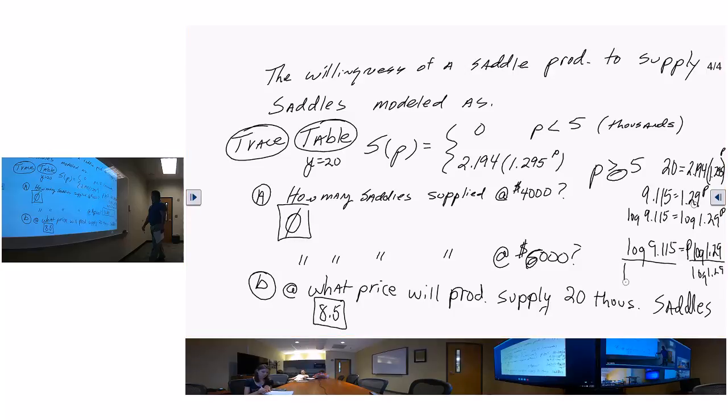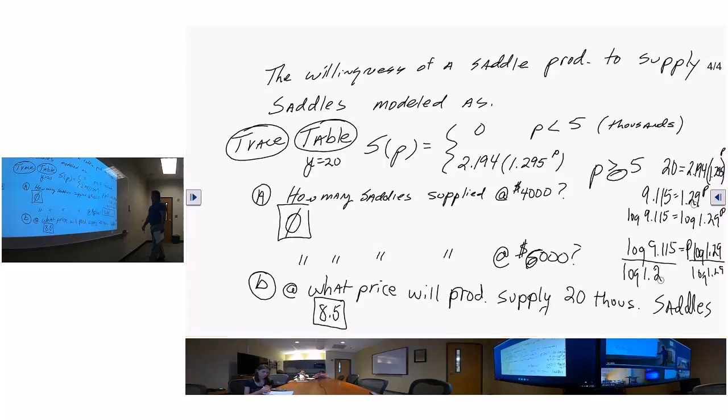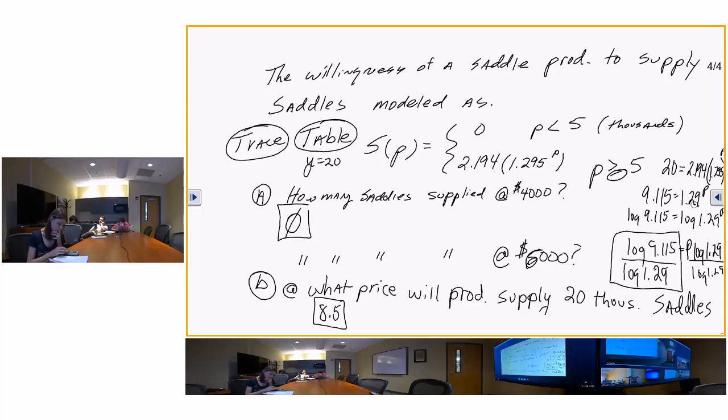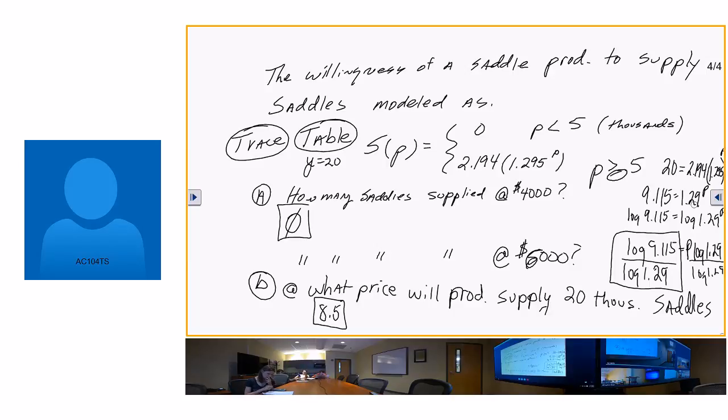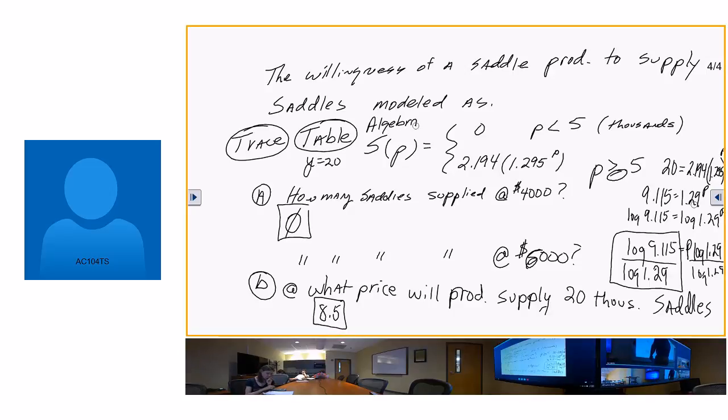So somebody take the log of 9.115 and divide by log of 1.29. Tell me what you get. 8.678. And what did we get? 8.55 is what we said. 8.5. So you can use the trace function, you can use the table, or you can use algebra to find b.